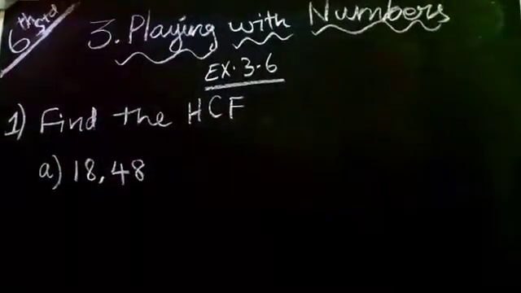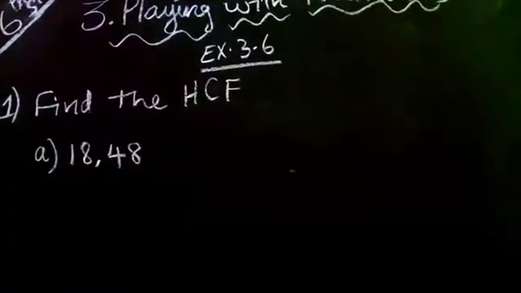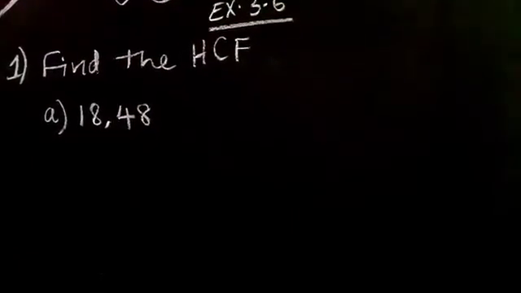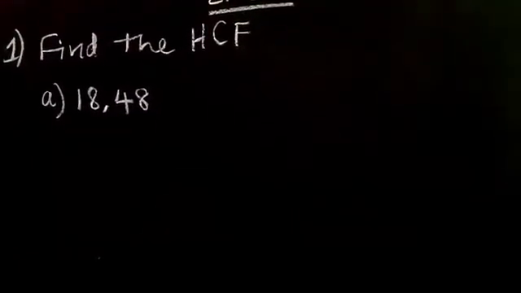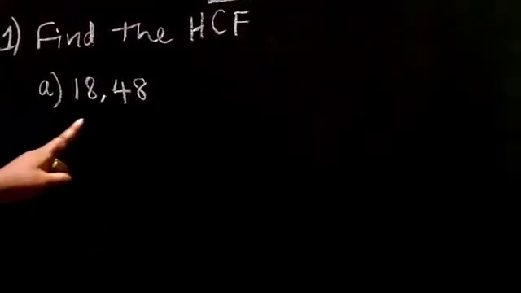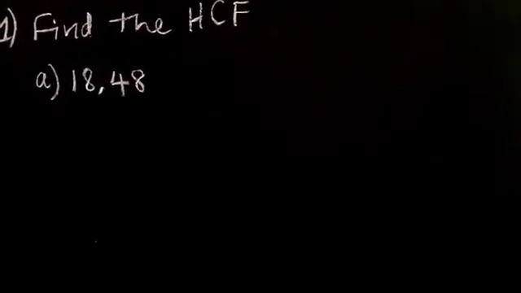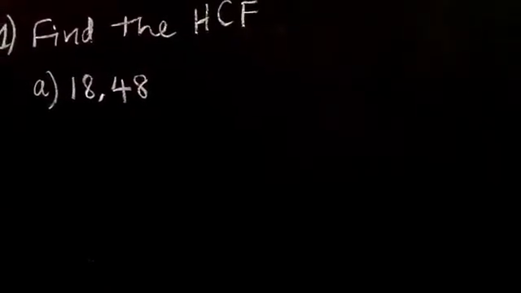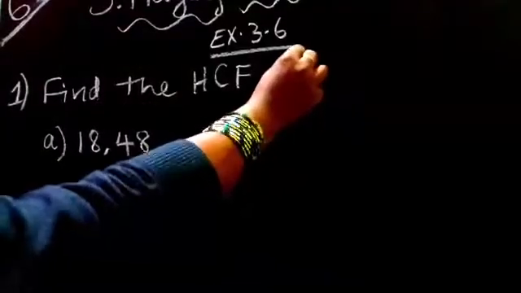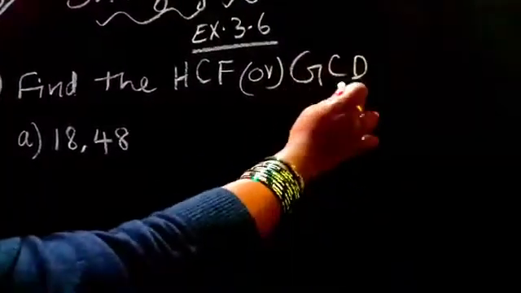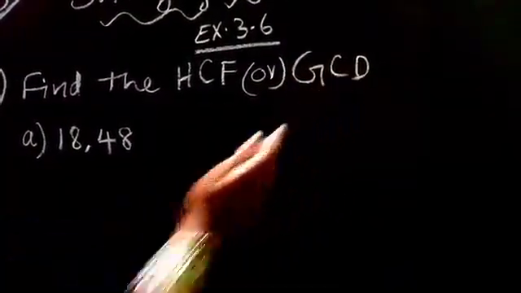Today's topic is playing with numbers, exercise 3.6. In this first one, find the HCF. HCF means the highest common factor of two or more given numbers. Another name is GCD. What is GCD? It means greatest common divisor.